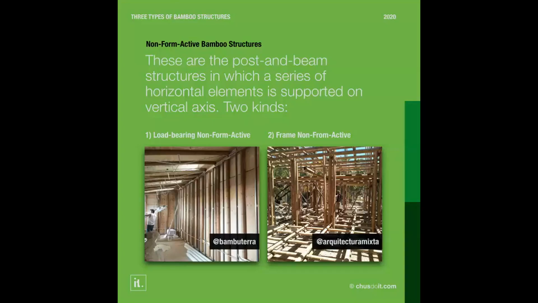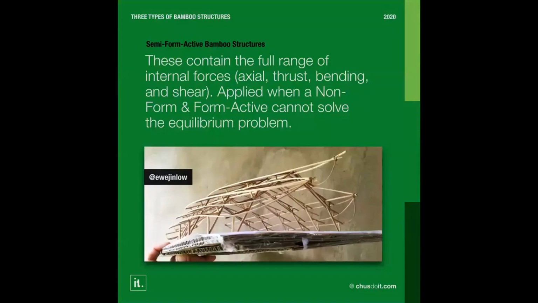On the other hand, the frame's principal characteristic is that it is a skeletal structure consisting of beams and columns. The total area occupied by the structure's columns is less than with load-bearing walls, and individual elements carry larger areas with greater amounts of internal force. Number 2. The semi-form-active bamboo structures.